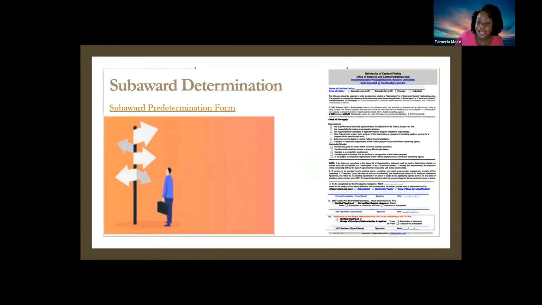Again, this slide is small. The form is hard to see, but this will be made available along with the presentation, the tools that we use to make that subaward determination.